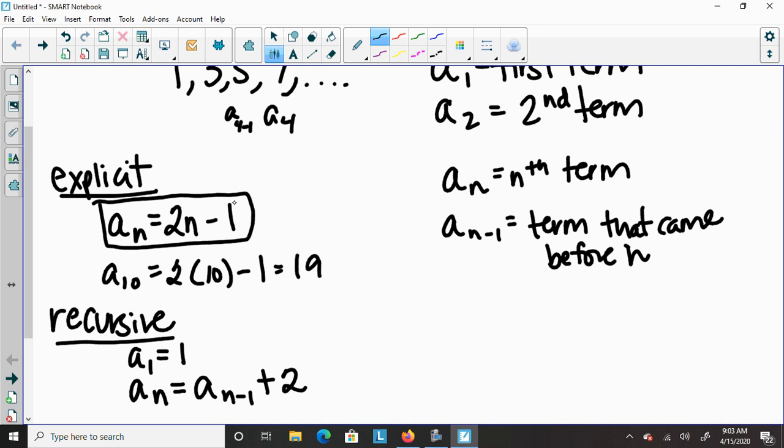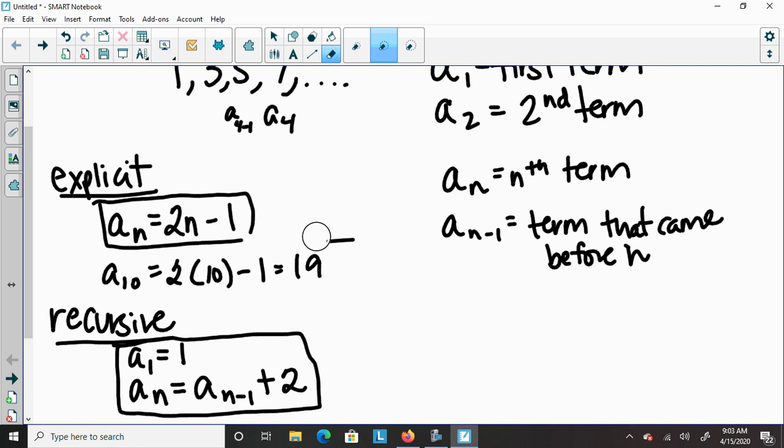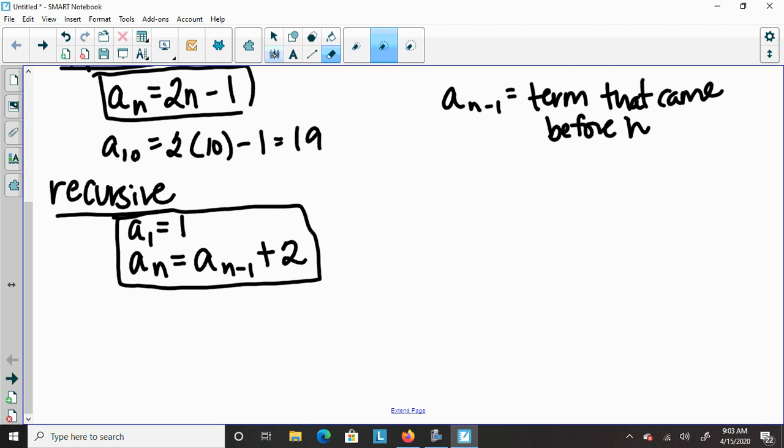So if you're trying to figure out a long way down the line, you'll use explicit. If you just want to describe a formula, or if you just want to find the first couple terms, recursive formulas are the way to go. And I think they're easier to write and come up with than the explicit formula. All right, so those are our two types of formulas that we're going to use, all of our notation, and then we'll talk about two specific types of sequences and what their formulas are for their explicit. And we'll do recursive as well.